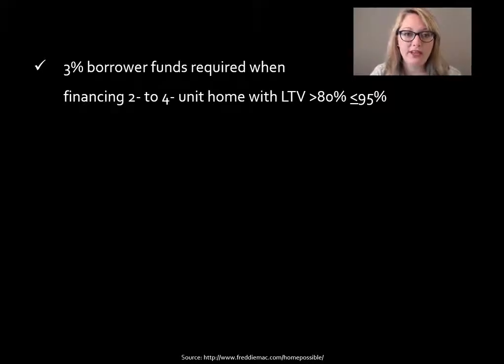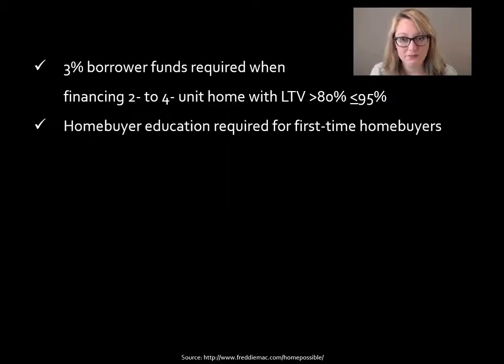Now, 3% of the borrower funds are required when they are financing a 2 to 4 unit home with an LTV above 80 or less than or equal to 95%. So if you have a situation doing the Home Possible, not the Home Possible Advantage, but the Home Possible, they can buy a 2 to 4 unit home, but they will have to have 3% of their own funds.